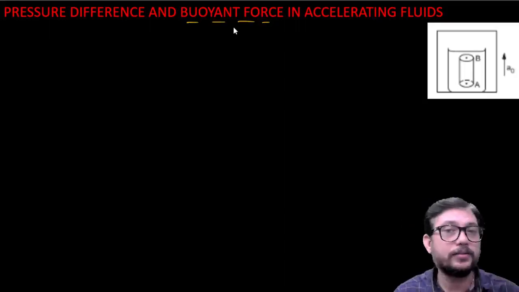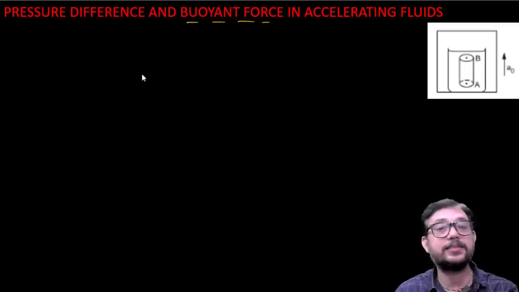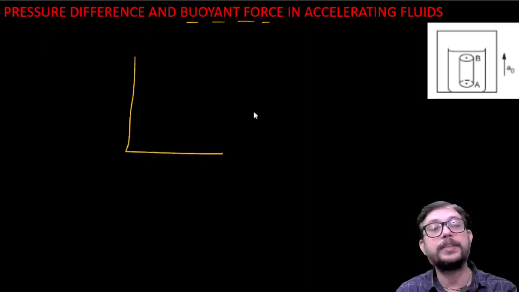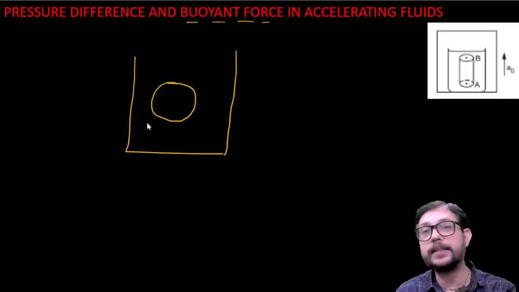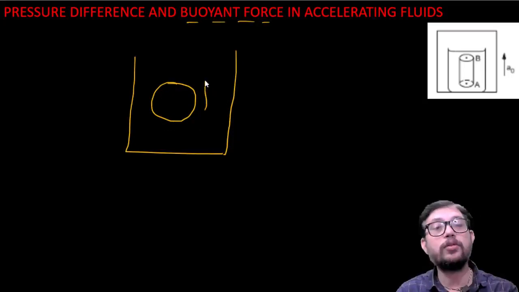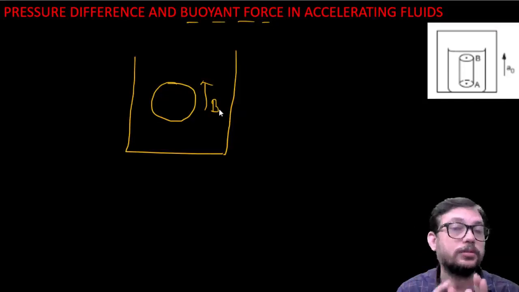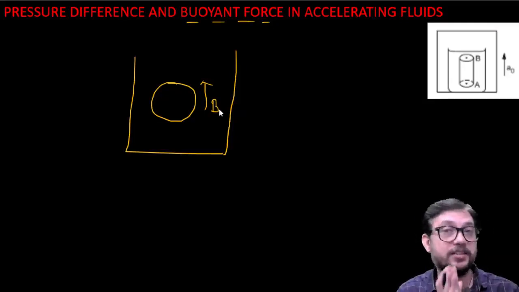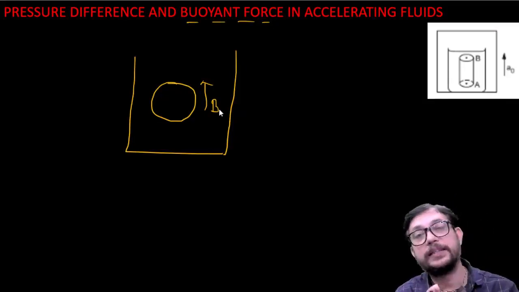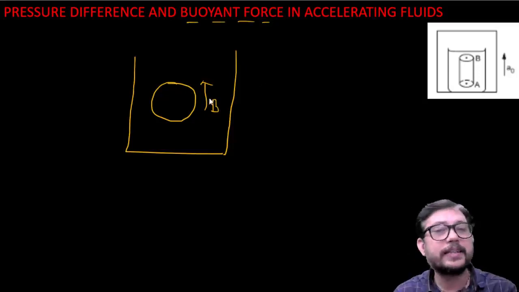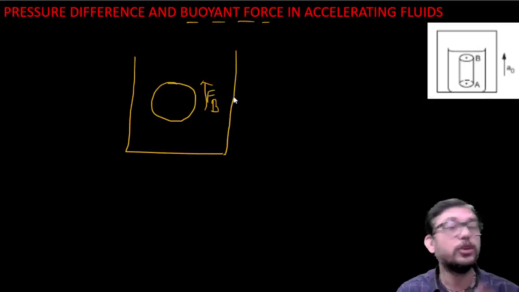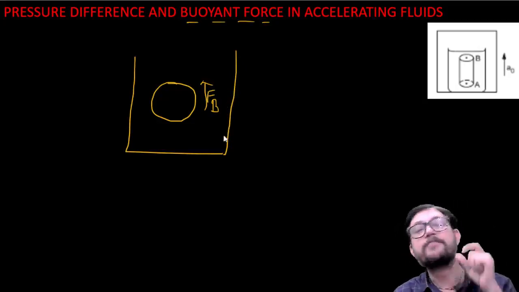So if any object is inside a container, let this be the object, then a buoyant force, let it be B, will act upward. We can also write F_B. It is more convenient for all of you to understand that F_B represents the buoyant force.